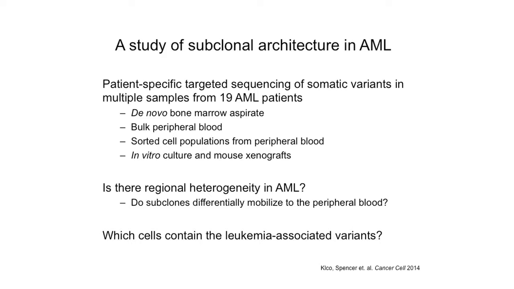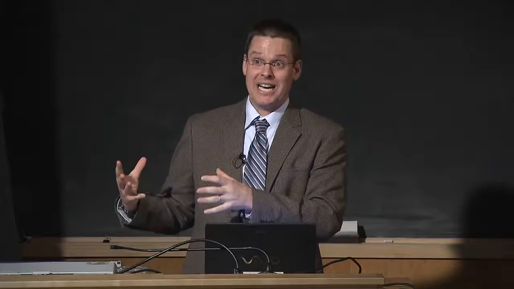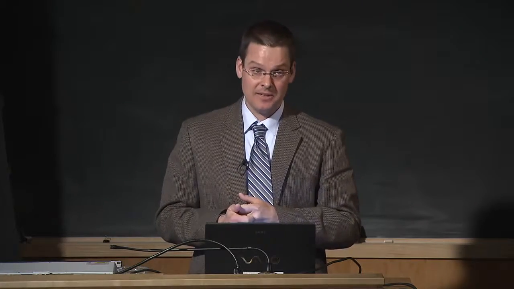So we had a collection of 19 AML patients, and we performed this targeted sequencing on a variety of samples from these patients. We had the de novo bone marrow aspirate, we had bulk peripheral blood, and we flow sorted different populations out of the peripheral blood and analyzed those separately. And then, in some experiments I'm not going to talk about today, we cultured the AML cells in vitro, and we injected them into immunodeficient mice, and then sequenced what we got out at the end of those assays to see if the subclonal architecture changed after those experimental manipulations.